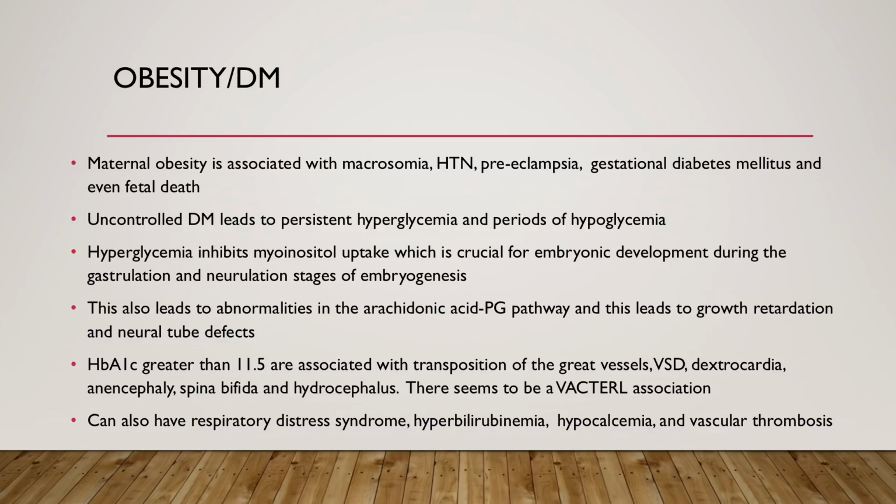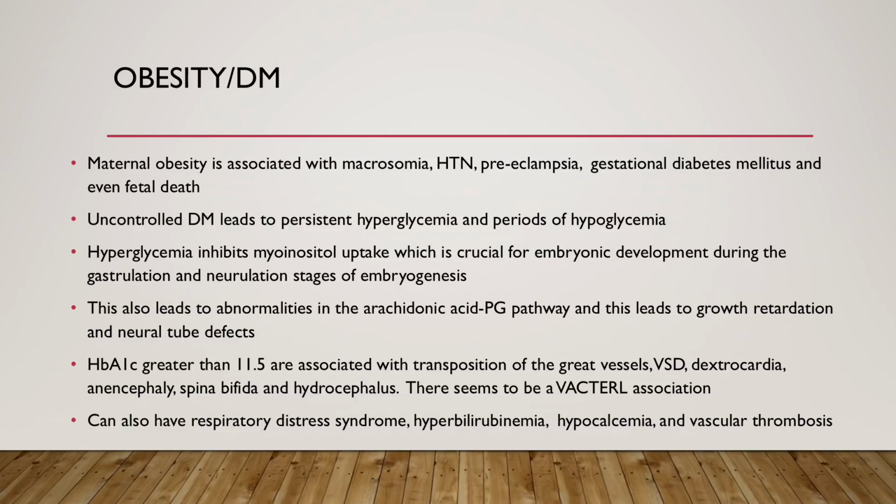Hyperglycemia inhibits myo-inositol uptake, which is crucial for embryonic development during gastrulation and neurulation stages of embryogenesis. It can also lead to abnormalities in the arachidonic acid prostaglandin pathway, and this leads to growth retardation and neural tube defects. So the hemoglobin A1C can provide a marker as well.